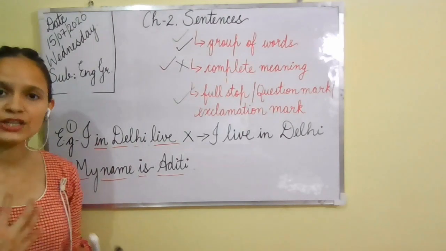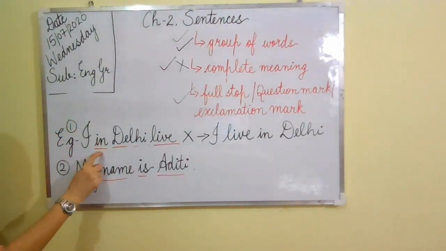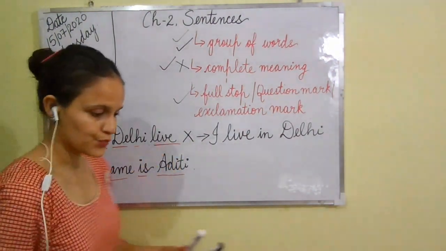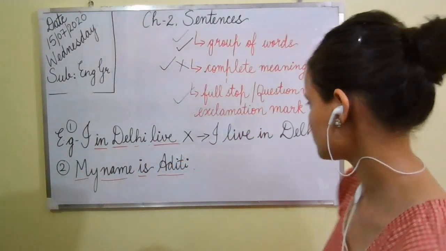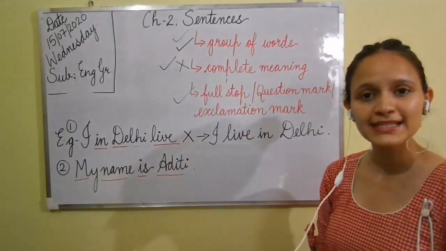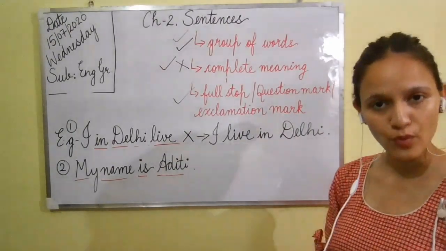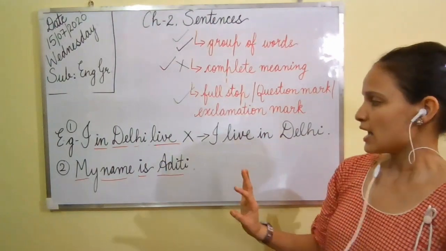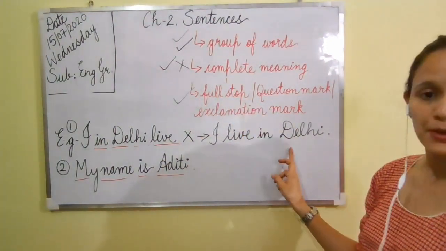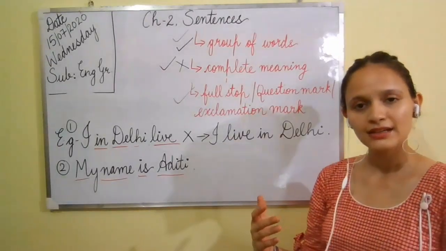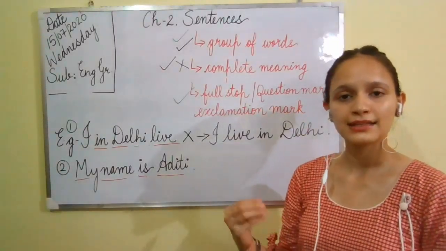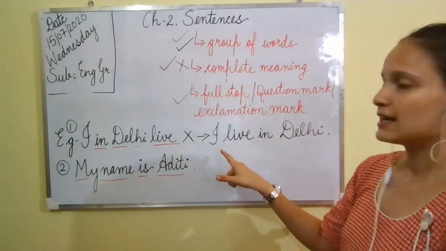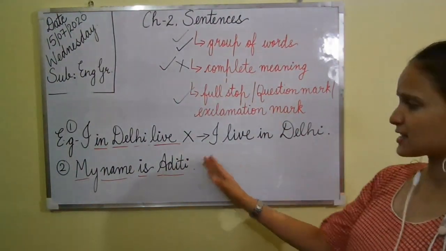So after rearranging the words from this example one, I've written I live in Delhi. Now, this is a sentence. This is a complete sentence because it has a group of words, like live in Delhi. Also, it has complete meaning. I live in Delhi means मैं दिल्ली में रहती हूँ. And it's ending with a full stop because it is a complete sentence.